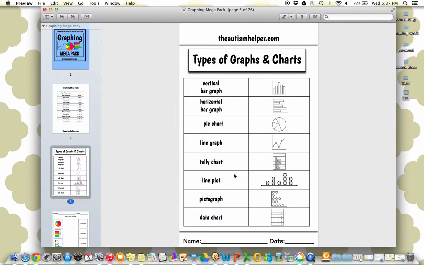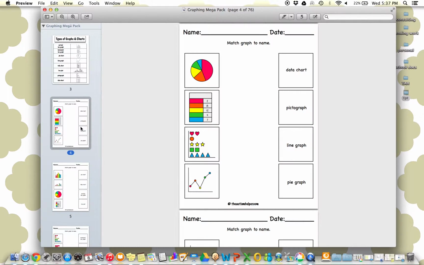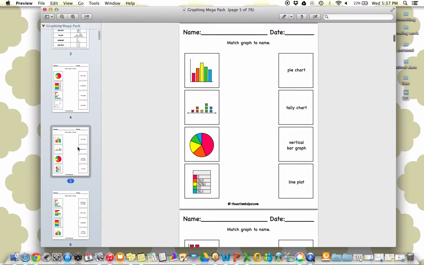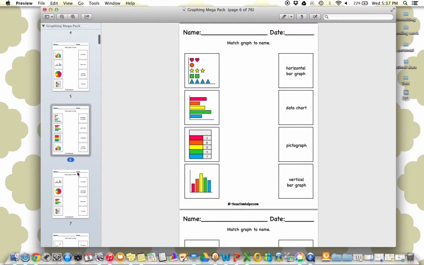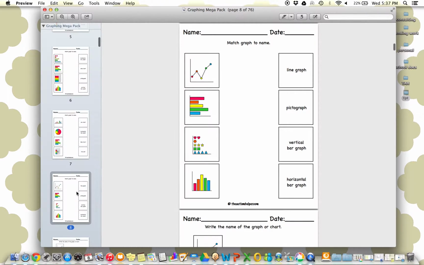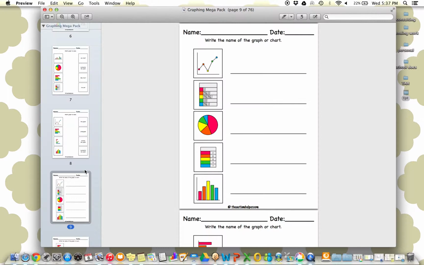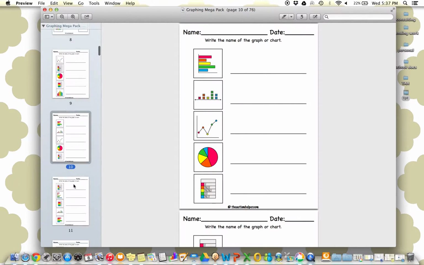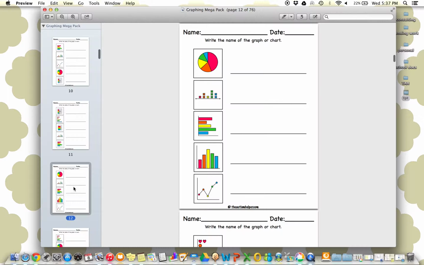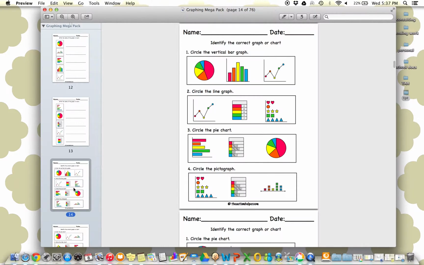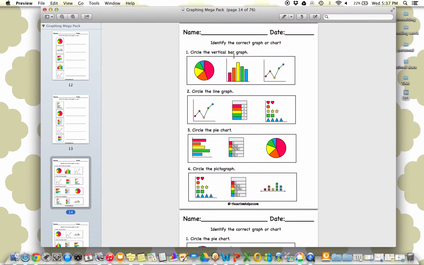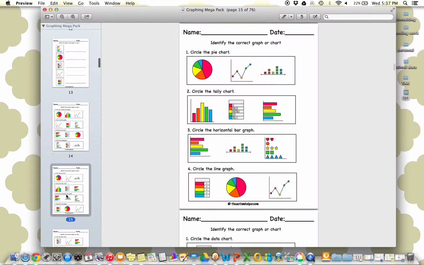So here's an anchor chart for the types of graphs and charts that students will learn about. There's a variety of different basic worksheets that work on identifying just the names of the charts, so you can use the anchor chart or have students do it on their own, and then writing the names of the different graphs or charts as well. A variety of those types of worksheets. Then identifying the type of graph or chart based on the clue.